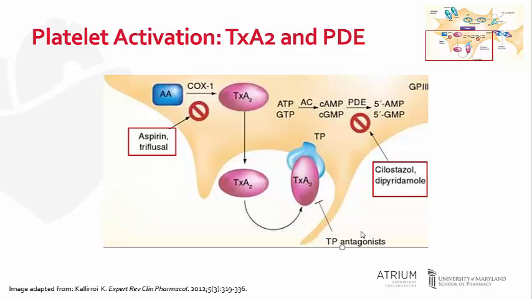Also shown in this diagram is the role of phosphodiesterase and its effect on cyclic AMP and GMP. Cyclic AMP and GMP produce inhibitory effects on platelet activation. However, phosphodiesterase hydrolyzes these two chemical messengers, thereby increasing platelet activation. Phosphodiesterase inhibitors, such as cilostazol, ultimately reduce platelet activation by increasing concentrations of cyclic AMP.